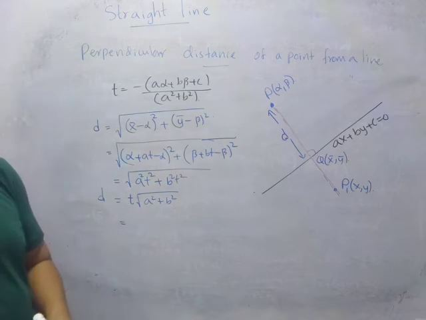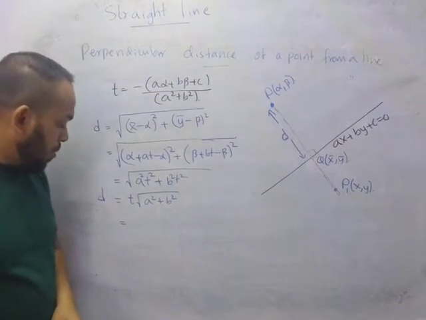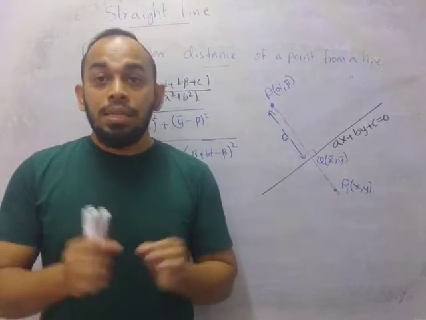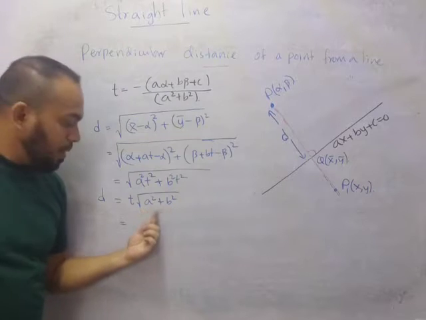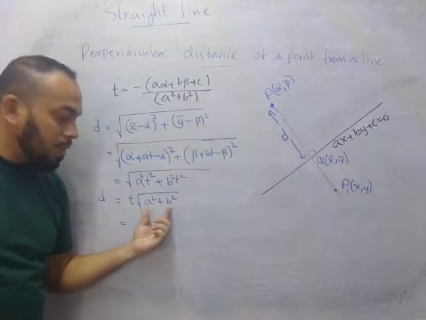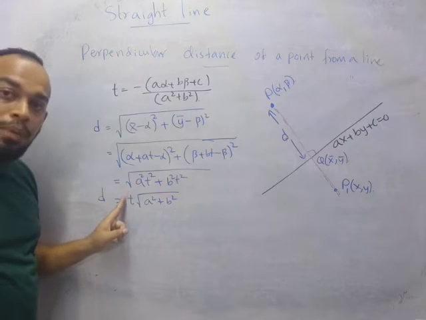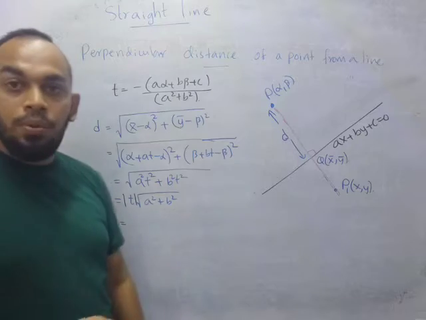Okay. Now here, there's one thing you should know. Now this d here, d must be a positive quantity. D is a length. D cannot be negative. The square root will definitely be positive because here we have a square and b square in addition. It's definitely positive. So t must be positive. Therefore, we put modulus there. You must put the modulus there.